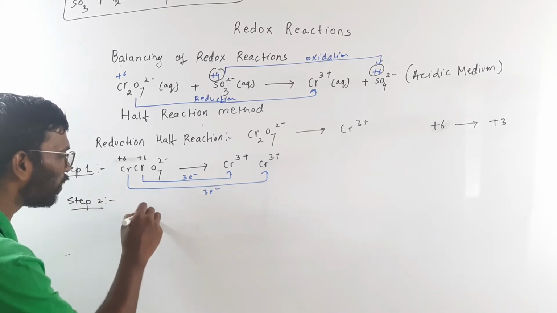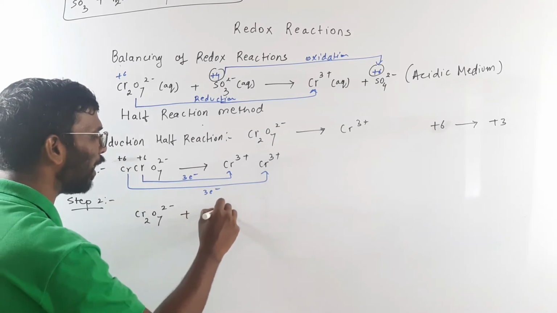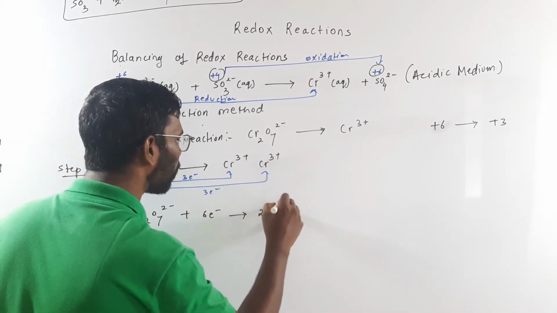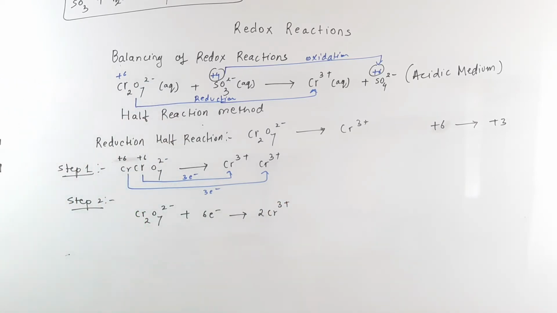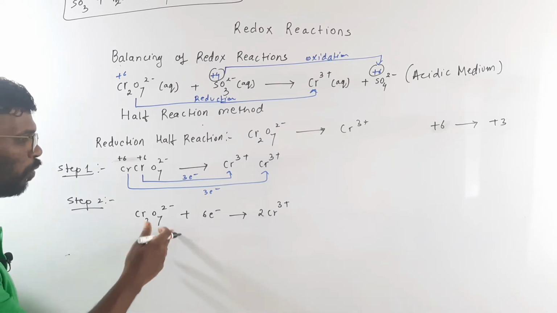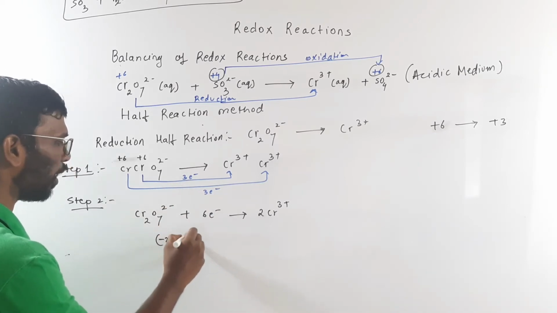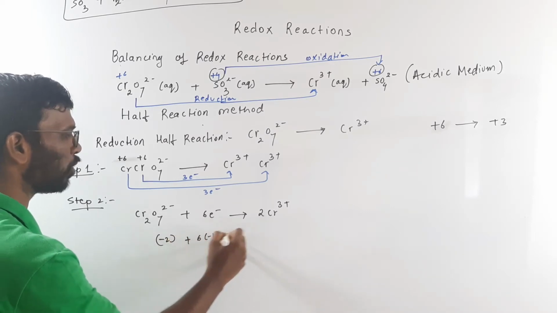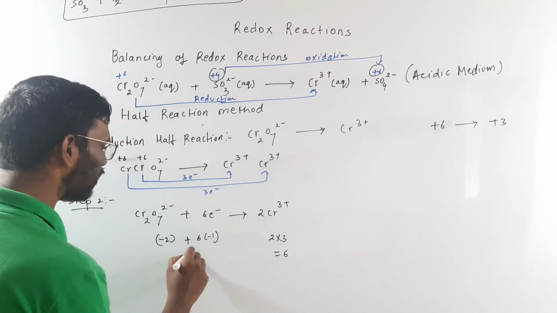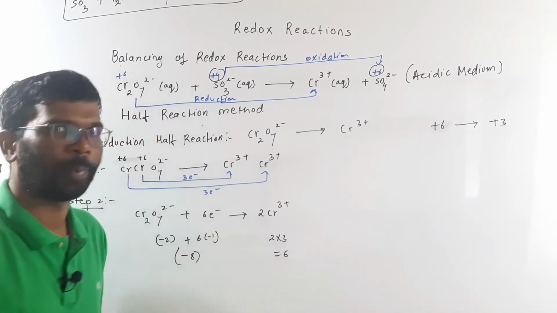So I will be writing Cr2O7 2 minus plus 6 electrons, giving you 2Cr3 plus. This is done. Now for the next step, we have to count the charges. This side, the charge is -2, plus 6 into -1. This side it is 2 into 3. So this is +6 and this is -8. So this side there is -8, and this side it is +6.